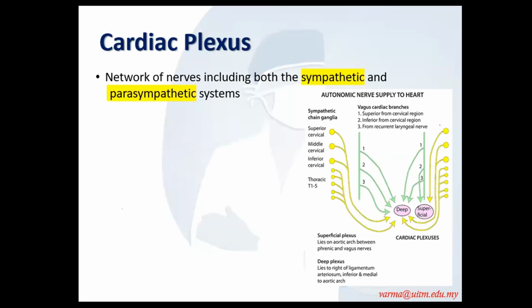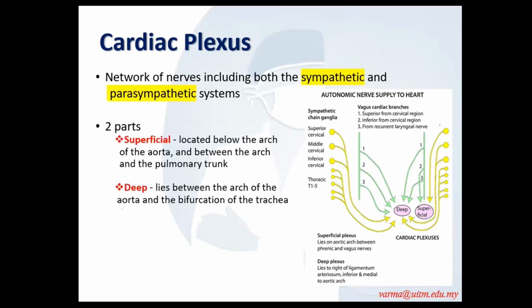There is a network of nerves, including the sympathetic and parasympathetic systems. No need to know in detail. If you want to write, let's say, the SAQ, and you want to write a bit more on the cardiac sympathetic system, you write there, superficial and deep, if you want to write extra. If you don't read this part, it's okay. No need to know this exact thing.